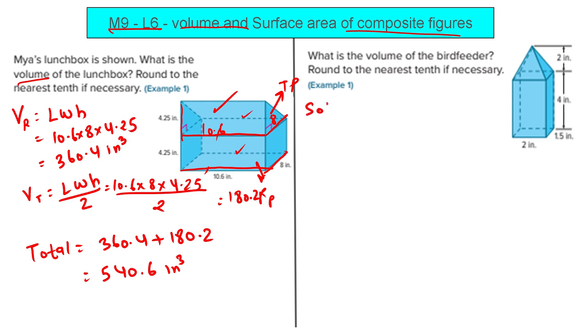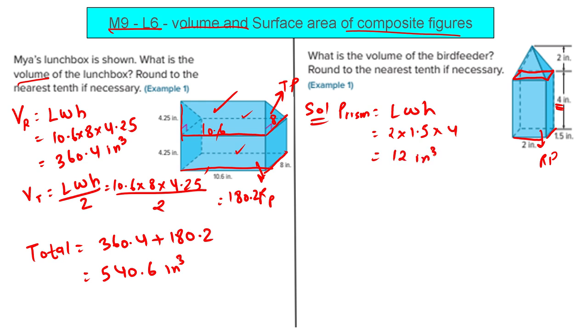This question, here I have a pyramid, if you can see, rectangular pyramid, because the base is a rectangle, correct? And down I have a rectangular prism. So for the prism first, rectangular prism, length multiply width multiply height. You remember length how much? 2. Width how much? 1.5. So 2 times 1.5 times height how much? 4. So 2 times 1.5, 3. 3 times 4, 12. 12 inch cube.